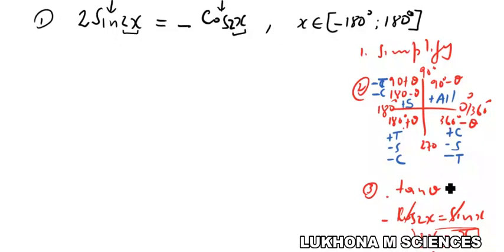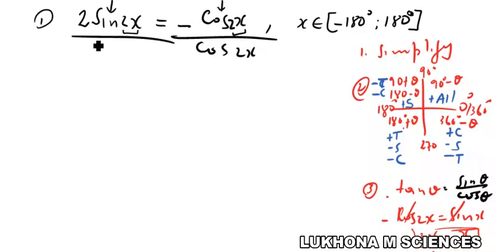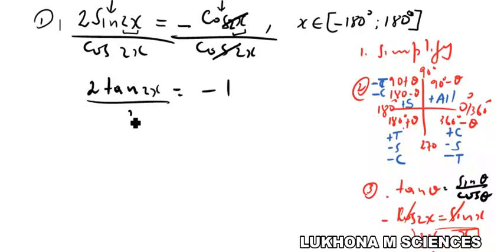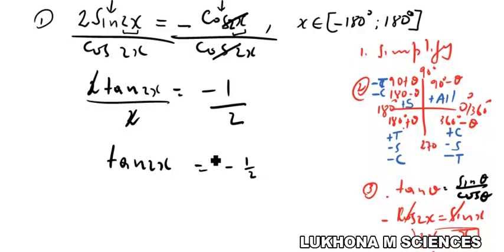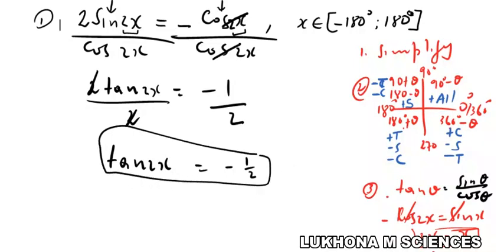Tan theta, we know that tan theta is equal to sine theta over cos theta, meaning that we need to divide by cos theta both sides. Let's divide by cos 2x here. Now when we do the same, we divide by cos 2x, then we get 2 tan, because sine over cos is tan. We get 2 tan 2x, which is equal to minus 1. Then we divide by 2. Then we get tan 2x is equal to minus 1 over 2. Now we have simplified. Now we can start determining the general solution.